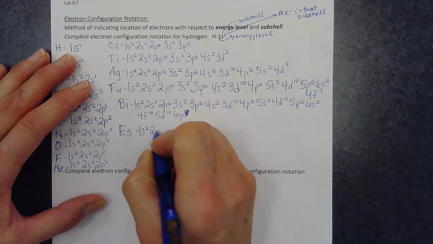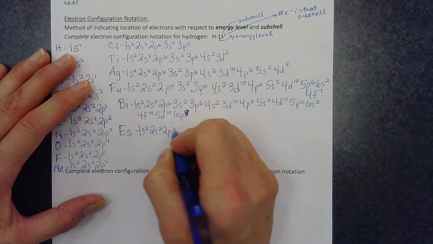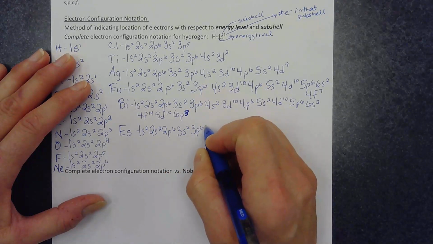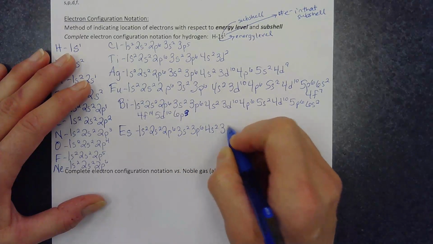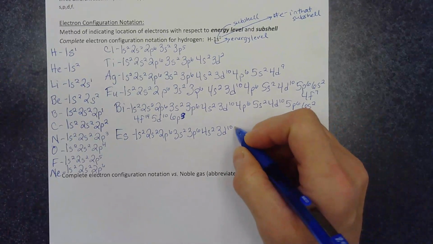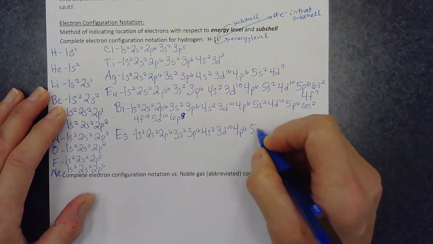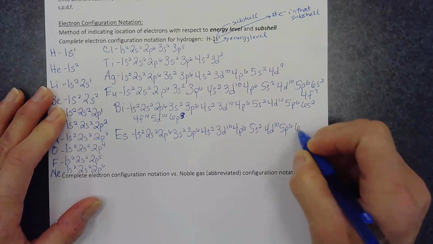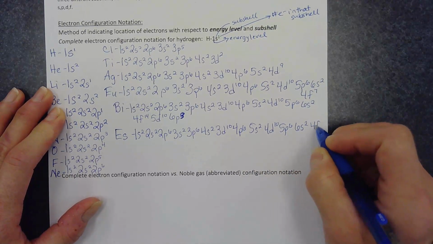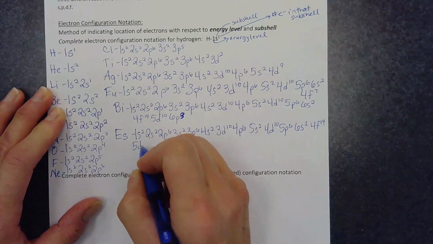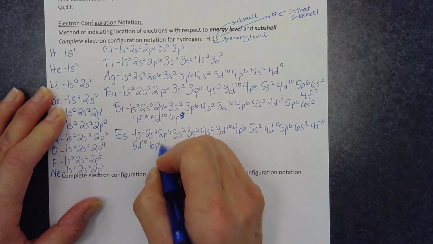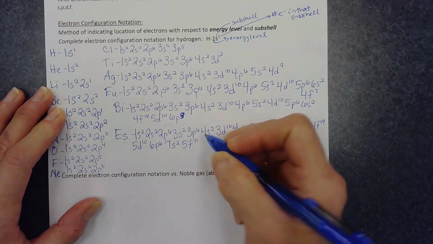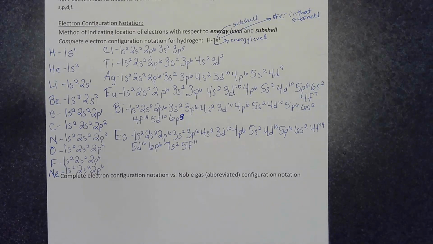1s2, 2s2, 2p6, 3s2, 3p6, 4s2, 3d10, 4p6, 5s2, 4d10, 5p6, 6s2, 4f14, 5d10, 6p6, 7s2, 5f11. Very good, very good.